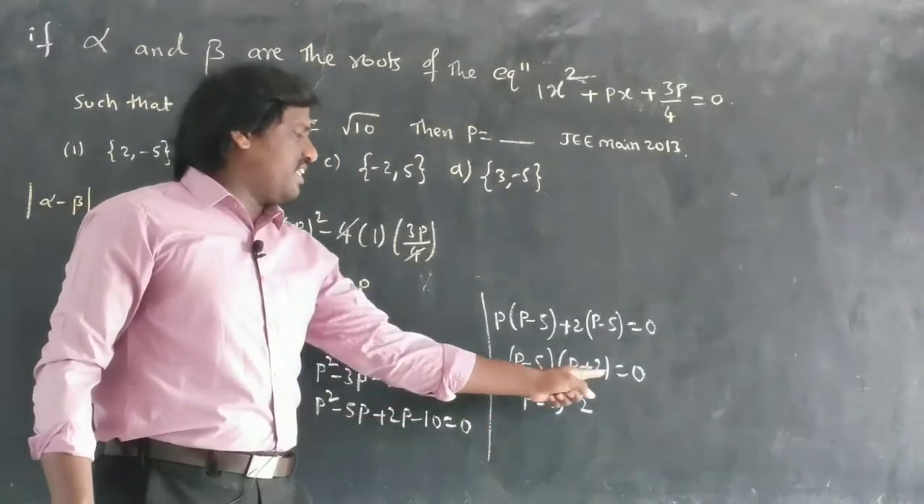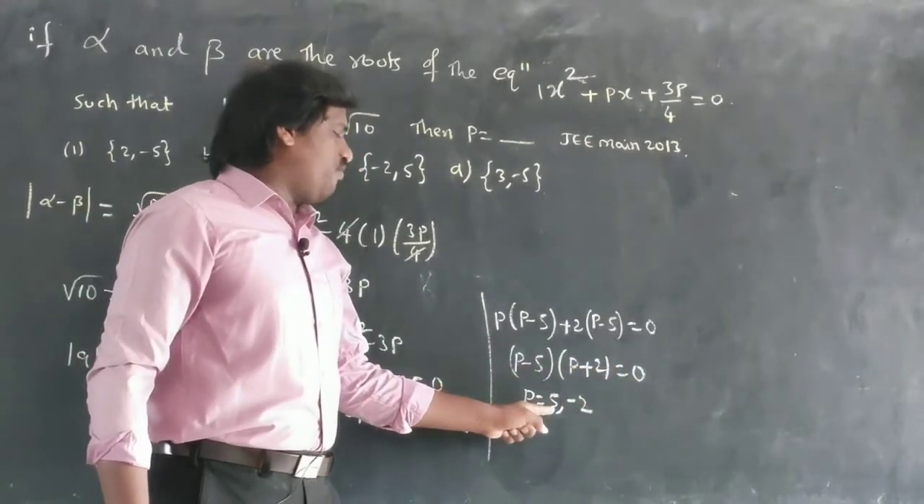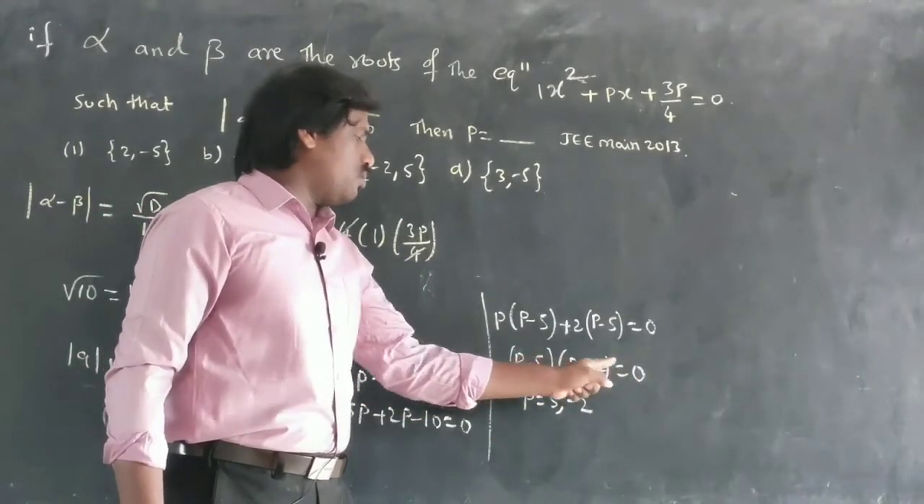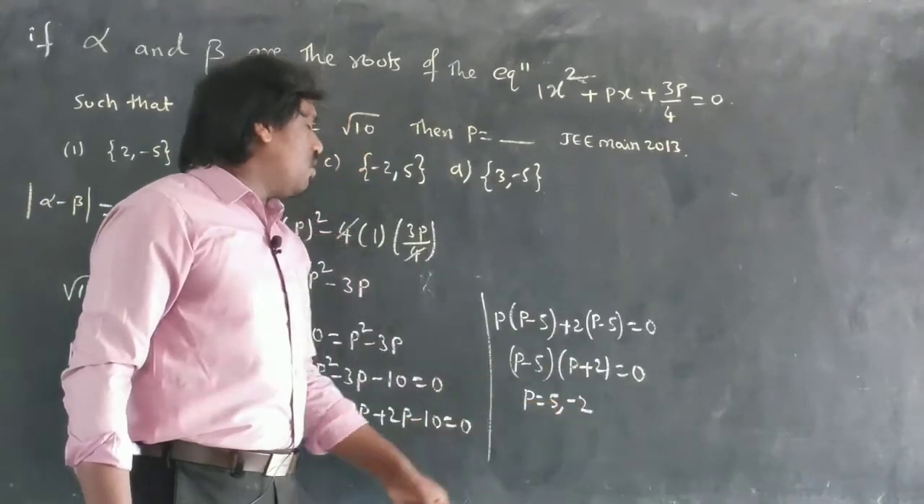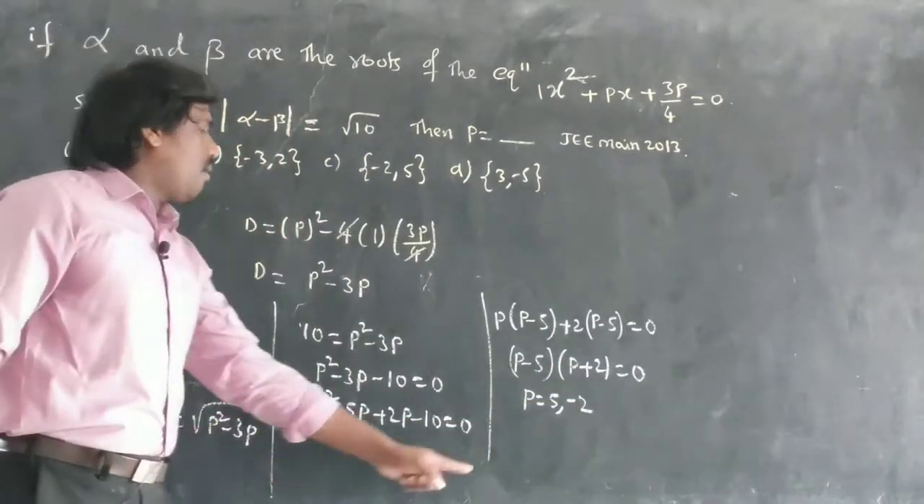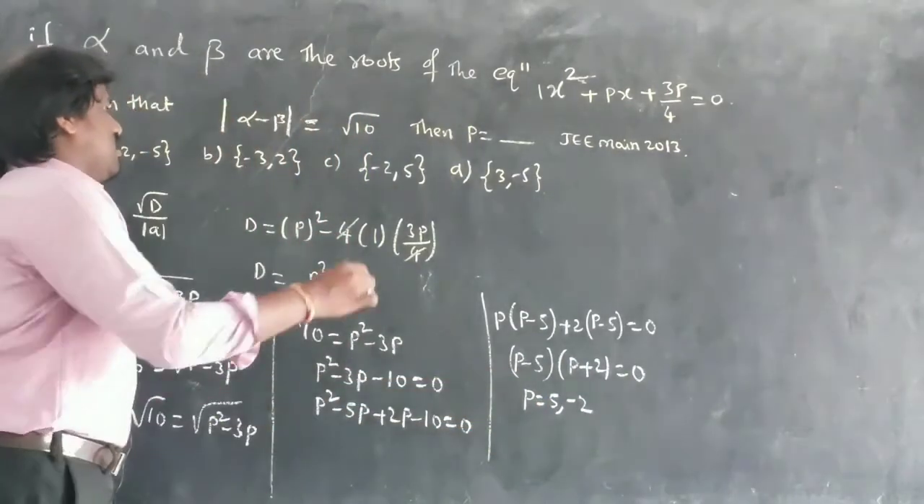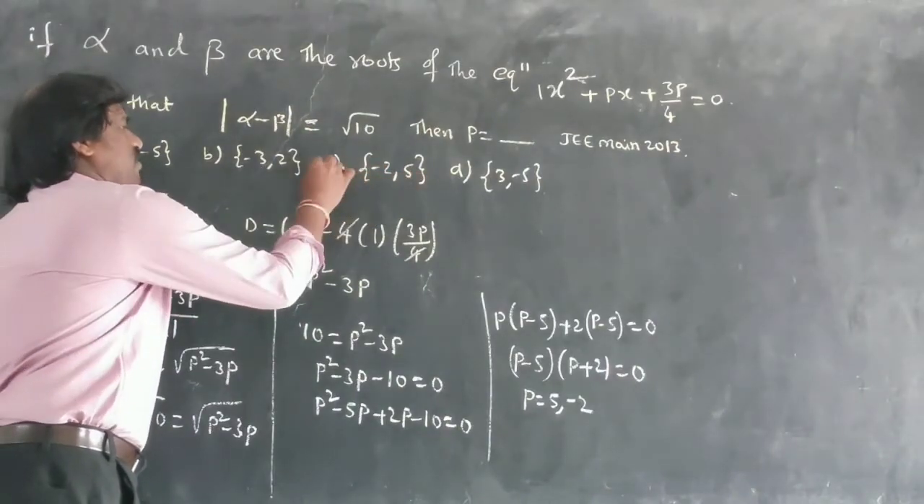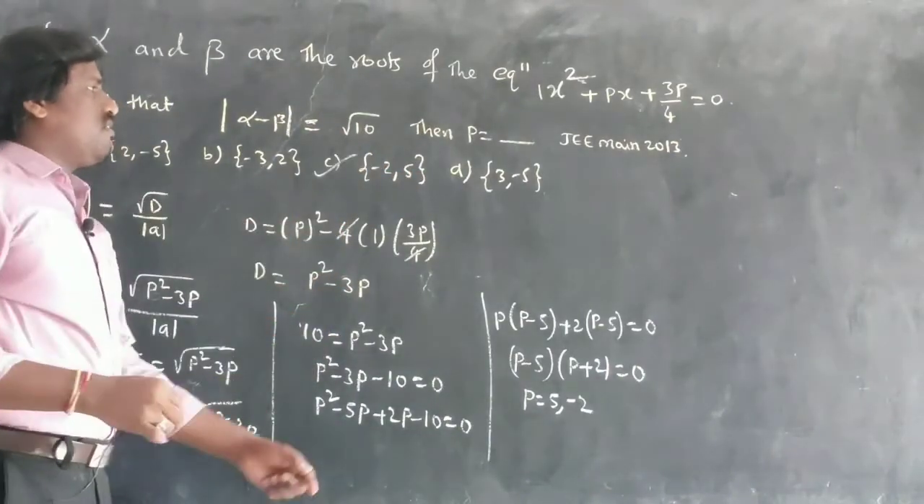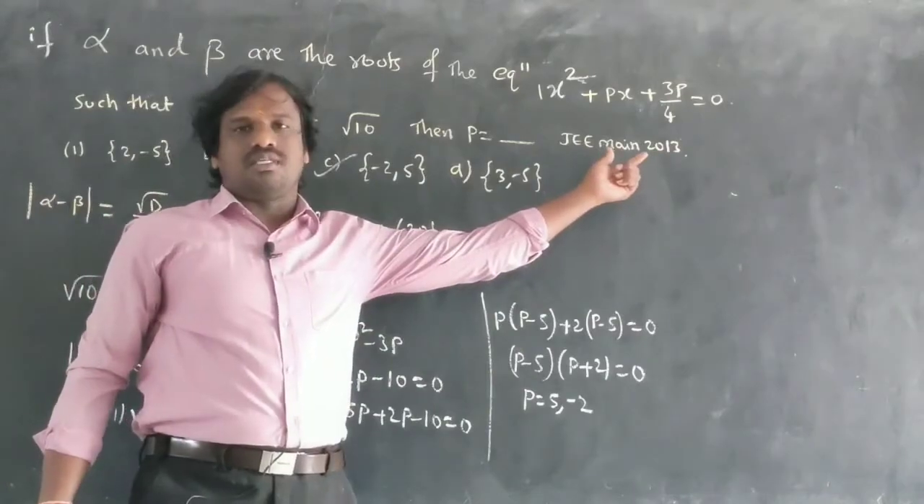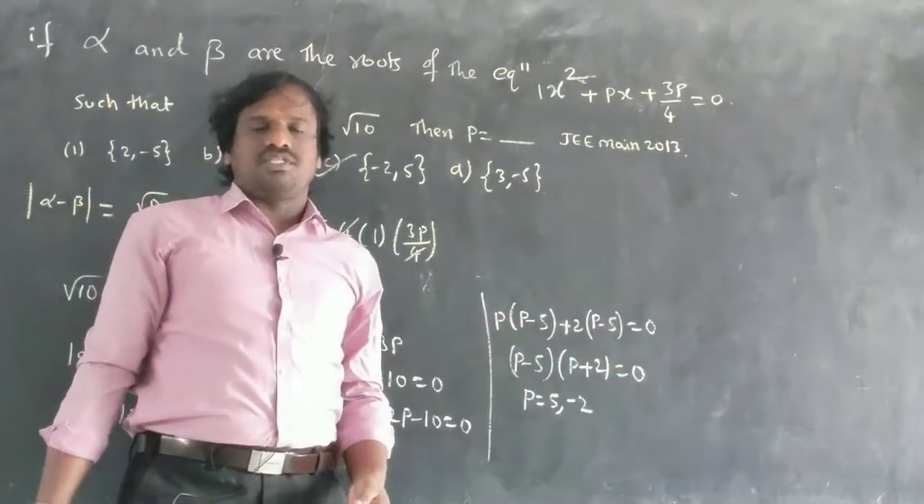Once p minus 5 is equal to 0, p value is 5. Once p plus 2 is equal to 0, p value is minus 2. So which option is the right answer? Minus 2 comma 5 is the right answer. Option C is the right answer, which was asked in JEE Mains 2013. Let us go to the next question.